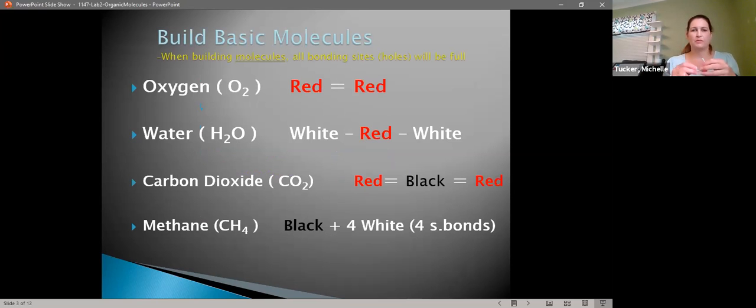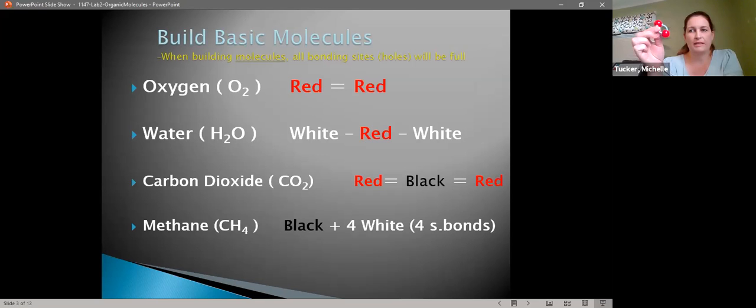We're going to build elemental oxygen. Oxygen likes to form 2 bonds, but it's going to end up bonding to itself, and it forms a donut looking shape.